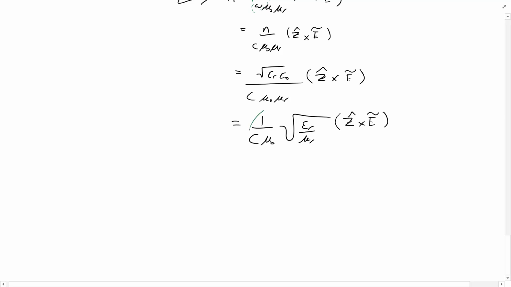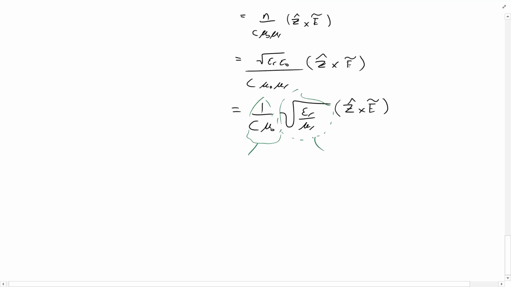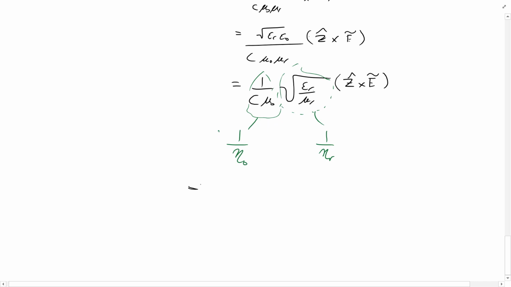So at this point, we're going to define these two expressions here. This is the free space impedance, and this one right here is our relative impedance. So finally, we can write this equation out as such.